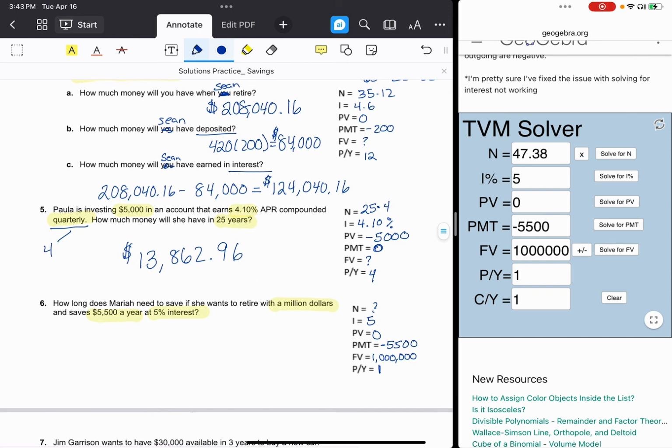And so n comes out as 47.38. Now, keep in mind, n is measured in whatever this value's unit is, the P/Y. And in this case, this is yearly. And so that means this is years. So it's going to take her 47.38 years. But here's the thing. The interest only gets applied at the end of each year. So we'd actually say it'll take her 48 years. We'd round it. She won't have $1 million yet in 47. And so at the end of the year, it would be 48 years.